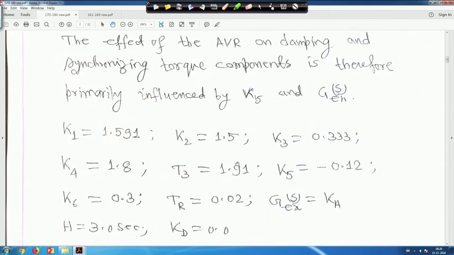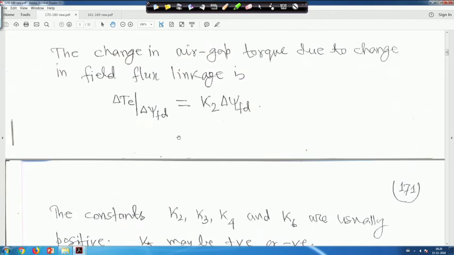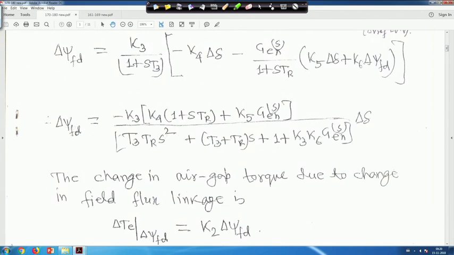Now in this case, this is your delta psi fd. So here delta psi fd, if you make s equal to j omega and omega tends to 0, then in this case it will become minus, and Gx is equal to Ka. So it will become minus K3 K4 minus K3 K5 Ka, right, because Gx is equal to Ka divided by this term will go, and it will be 1 plus K3 K6 Ka into that delta delta, right.